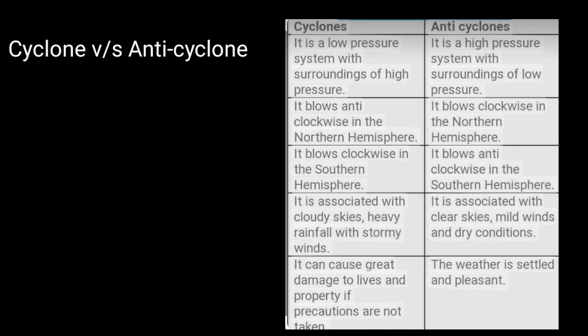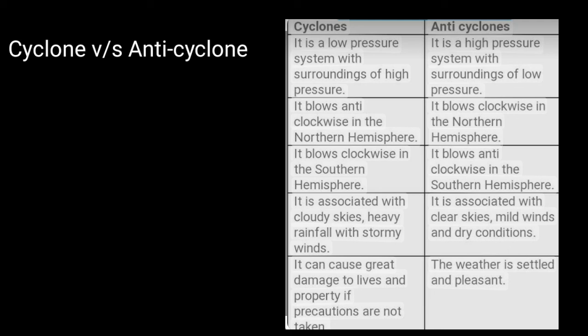So, cyclone versus anticyclone. Starting with the cyclone: as I already mentioned, a cyclone is a low pressure system surrounded by high pressure. In the center it is low pressure, surrounded by high pressure, whereas an anticyclone is a high pressure system. That means in the center there is high pressure, which is surrounded by low pressure. Secondly, a cyclone blows anti-clockwise in the northern hemisphere, whereas an anticyclone blows clockwise in the northern hemisphere.